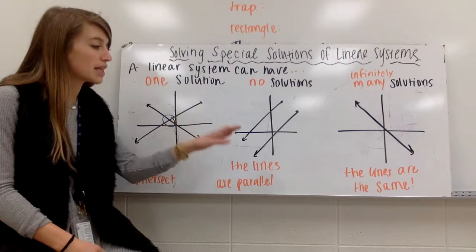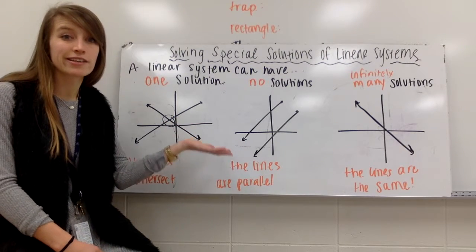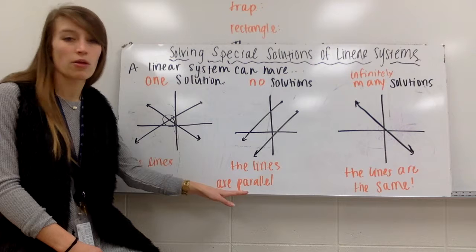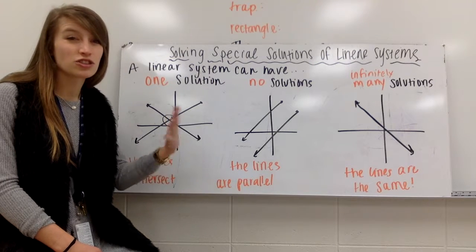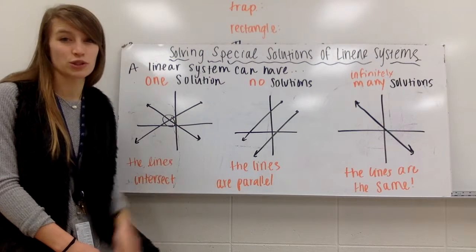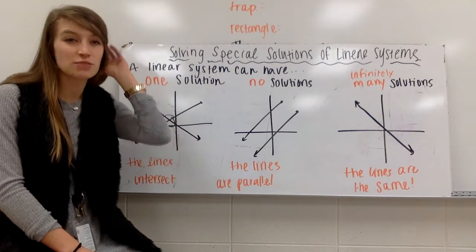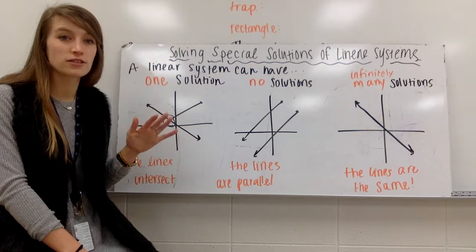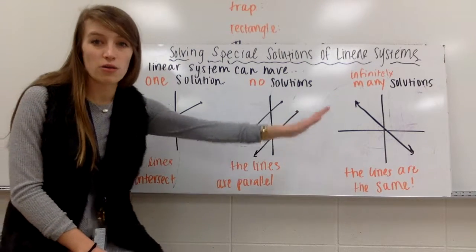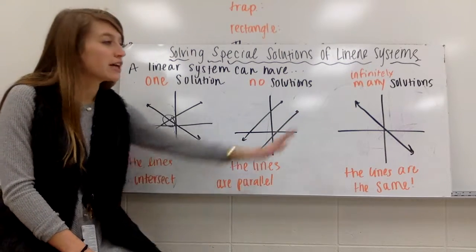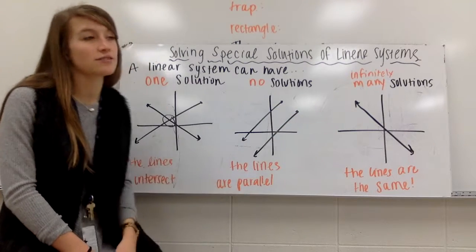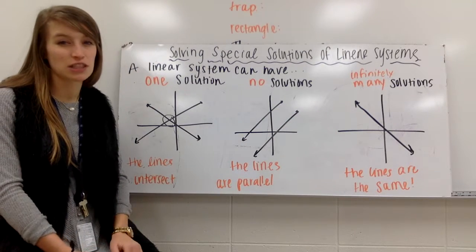Now, my lines don't have to intersect. If the lines don't intersect, we call them parallel. Since there's no point of intersection, there's no solution then. The last one would be infinitely many solutions. Be careful here, we don't say all solutions because it's not all the points in the coordinate plane. It's all the points on the line, so we say infinitely many solutions.